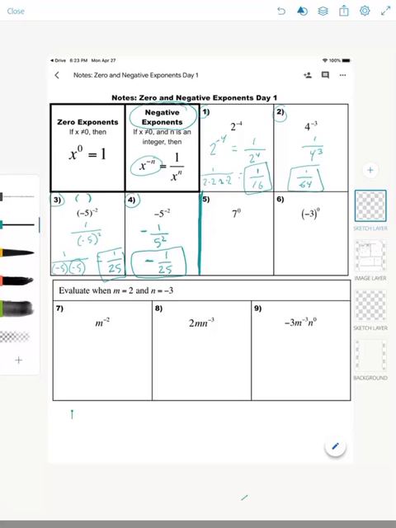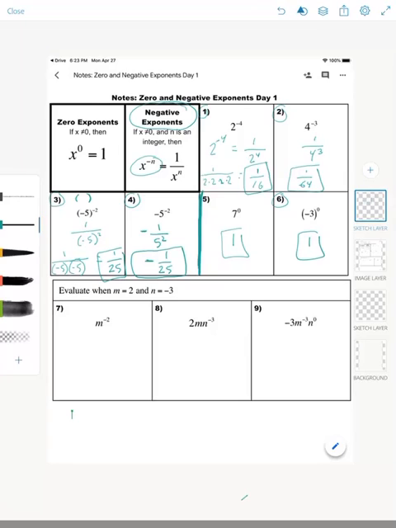So this is pretty easy. 7 to the 0 power. Any number to the 0 power is 1. Number 6. Negative 3 to the 0 power. The base is negative 3, but it's raised to the 0 power, so the answer is 1. So you see how that could go on and on and on. Any number to the 0 power is 1.